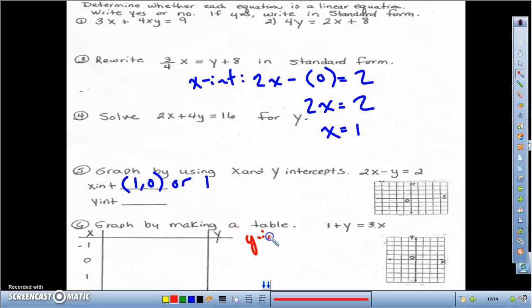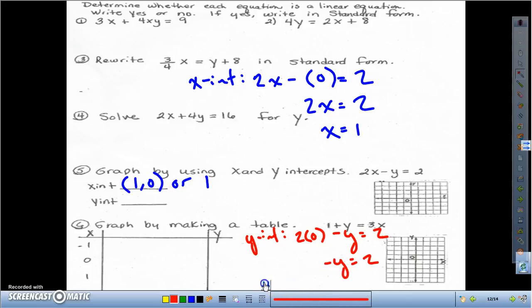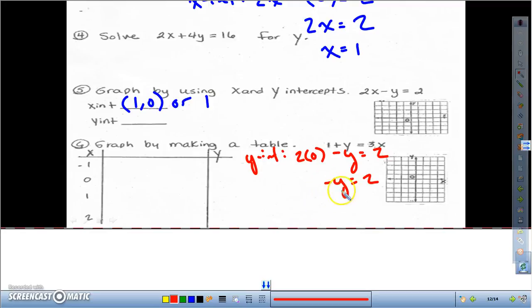To find the y-intercept, we're going to be plugging in 0 for x here. So you get 2 times 0 minus y is equal to 2. 2 times 0 is 0, leaving me with just negative y is equal to 2. So either multiply or divide by negative 1 on both sides here, and you get a y value of negative 2. I plugged in 0 for x, got negative 2 back out for y. So there's your y-intercept. I'll accept the ordered pair or just the value itself.